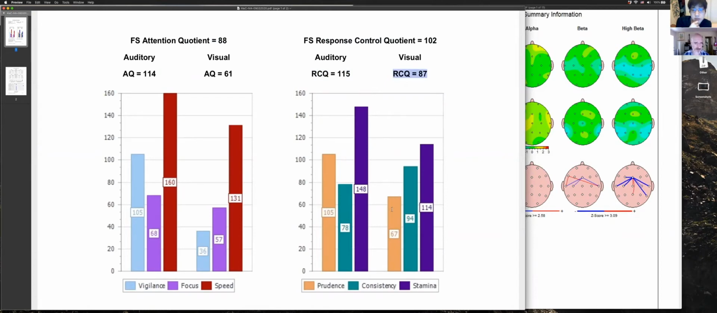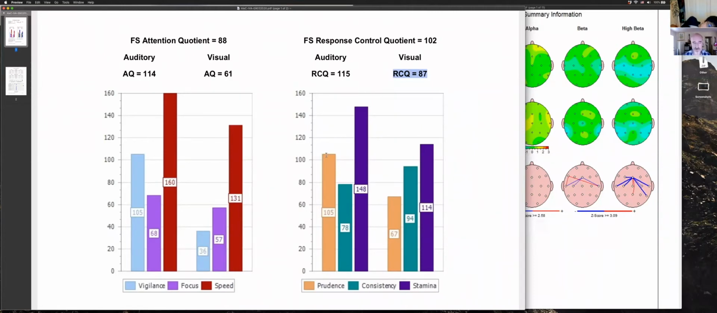But here the issue is called prudence, and that's visual. So prudence is being careful and adjusting. If you make a mistake, do you make it twice in a row, or do you adjust the second time? You click on the 2, it pops on the screen, oh, you did it again. You have a hard time steering and adjusting sometimes, it looks like. Auditorily, you're fine. You have good prudence.